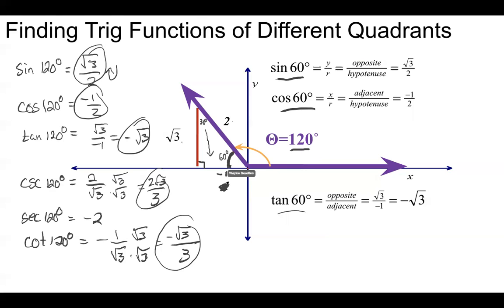And if this was in the first quadrant, we wouldn't have to worry about the minus because it'd all be positive. Now, remember, all students. So everything needs to be negative except for sine and its cousin cosecant. So this one and this one are positive, notice, because it's in the second quadrant. The rest of them are negative. So you can double check yourself with your negatives as you go.